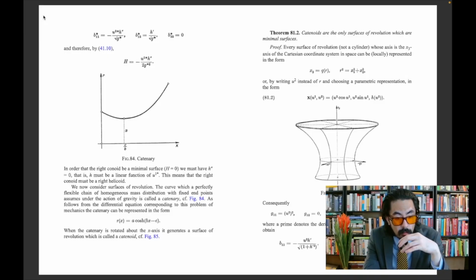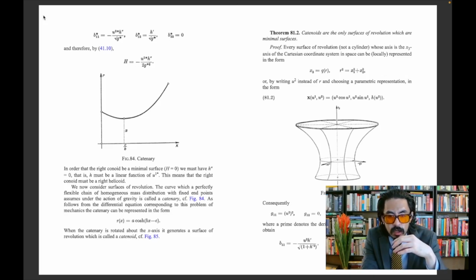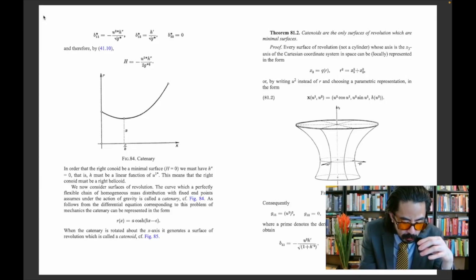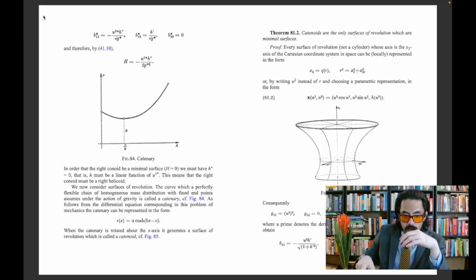And therefore, by 41.10, which is just the definition of mean curvature, we have that capital H, which I know in the beginning I was talking about capital H of z being this complex function, but we can just throw that out the window because throughout this book, capital H has always been mean curvature. So capital H mean curvature now is equal to negative fraction with the numerator u2 star times h double prime all over 2 times g star, which is to the power of, that looks like 3/2.